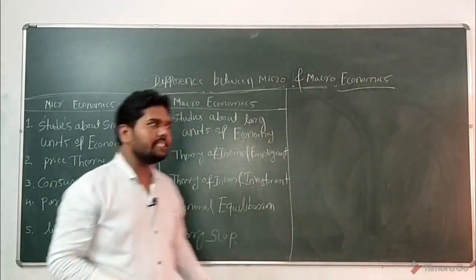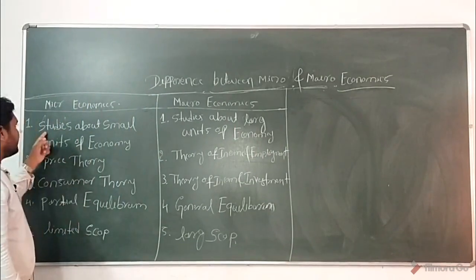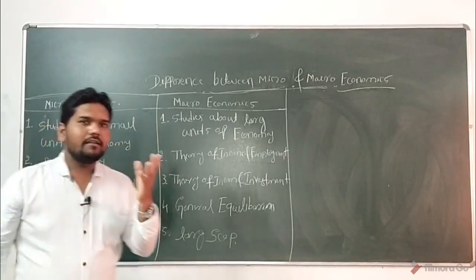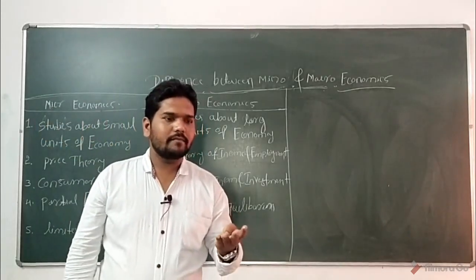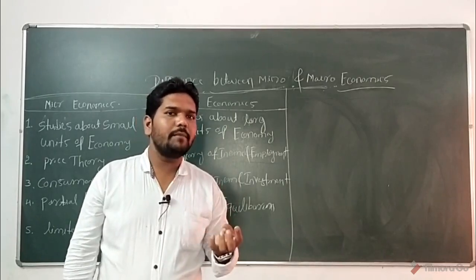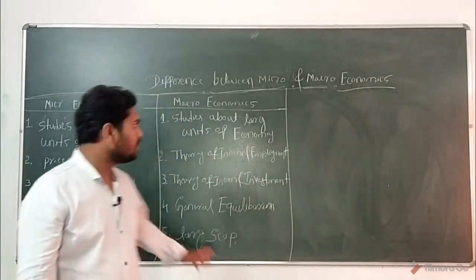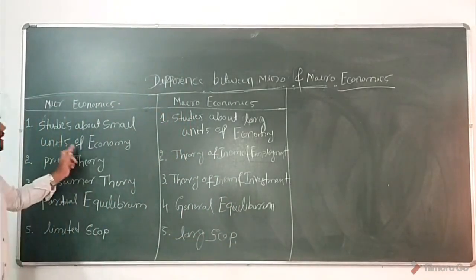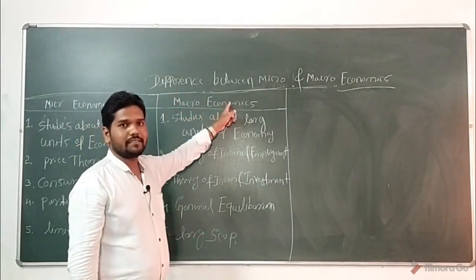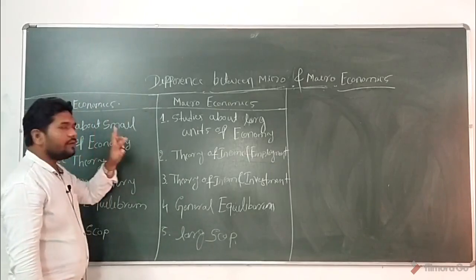Microeconomics is the study of small units of the economy. For example: per capita income, personal demand, personal supply, personal employment, personal product. These are all what we call small units. Next, macroeconomics, and its difference from microeconomics.